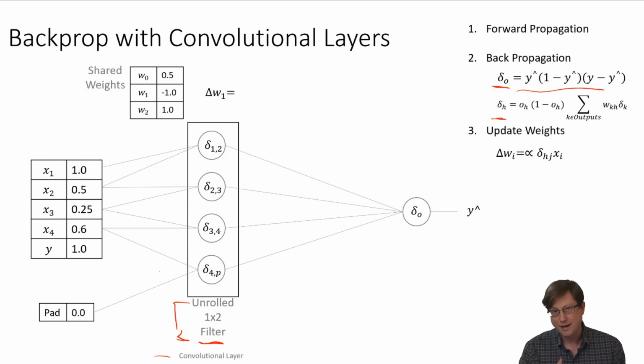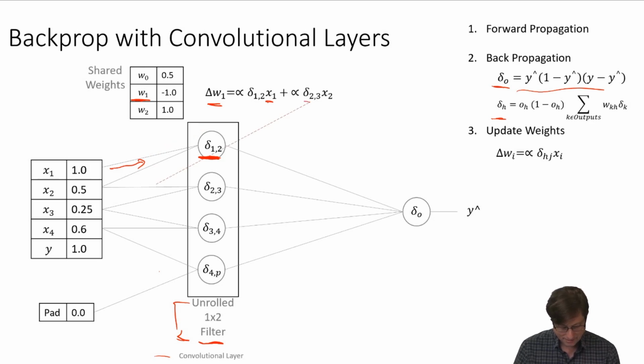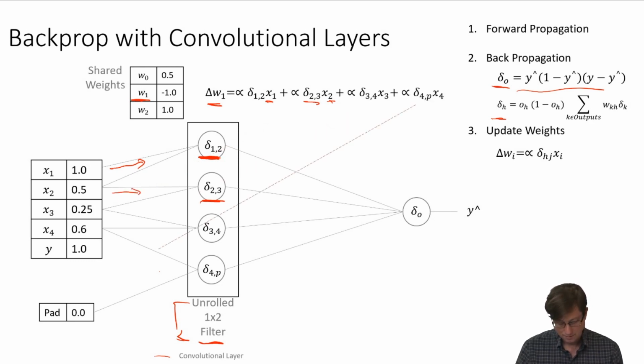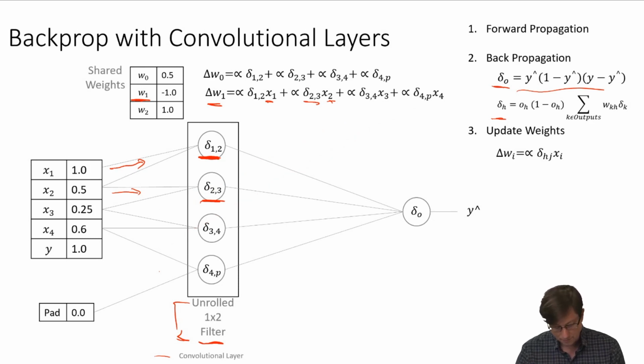And to write it out, the delta for weight 1 would be what? Think about it for a second. You would say the error of the first unrolled copy of the filter times the input that it used, plus the error of the second unrolled copy of the filter times the input that it used, plus the third, plus the fourth, and that would be the complete update to that particular weight.